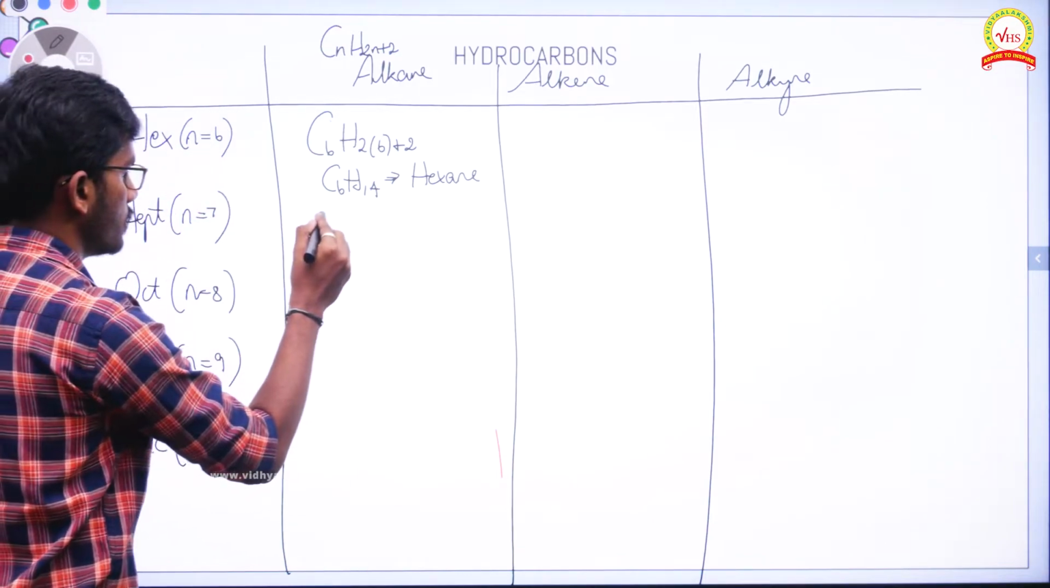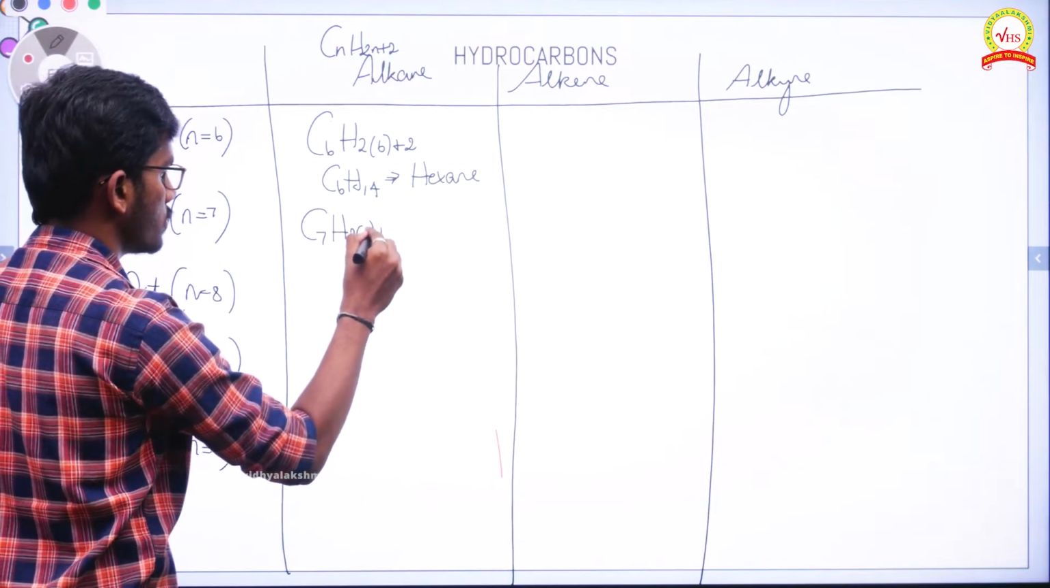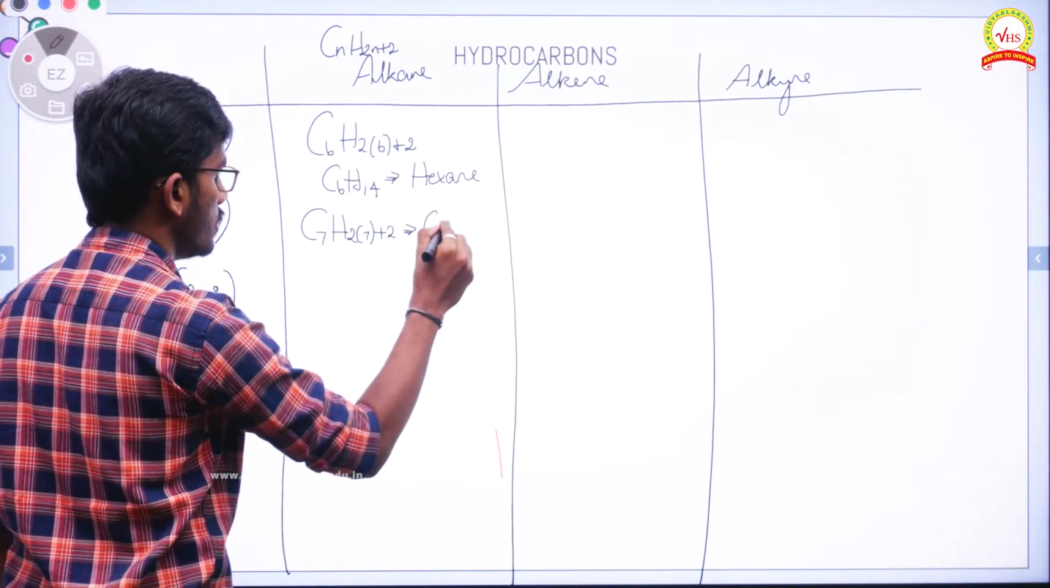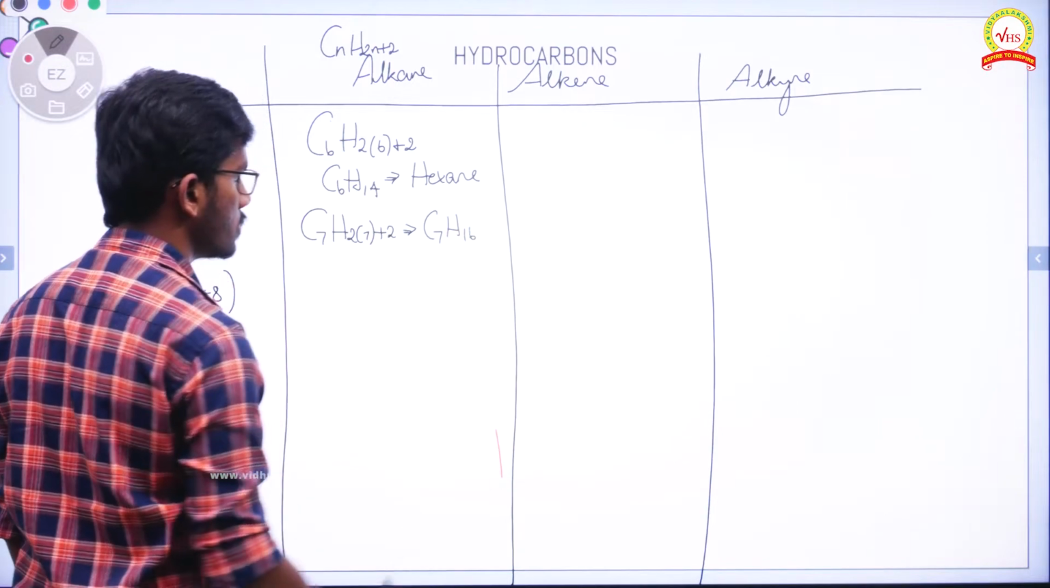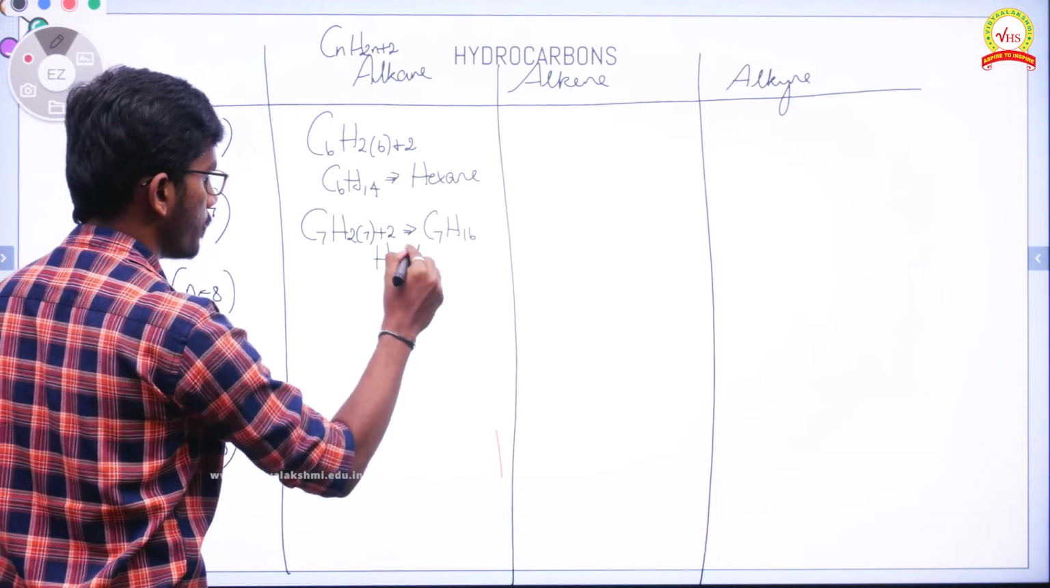Next, hept, C7H2 into 7 plus 2. So the simplified formula is going to be C7H, 2 7s are 14, 14 plus 2, 16. So C7H16, and the name for this compound is heptane.